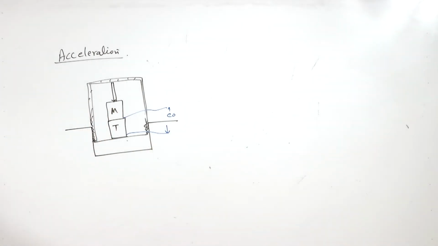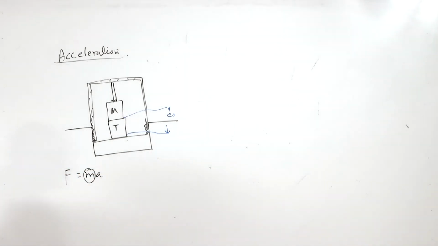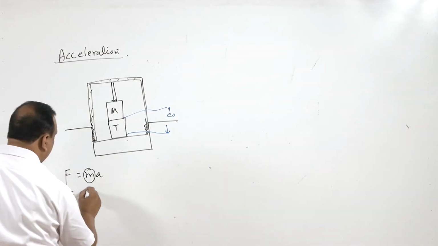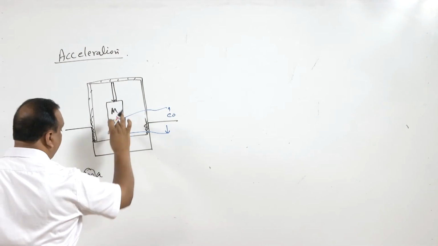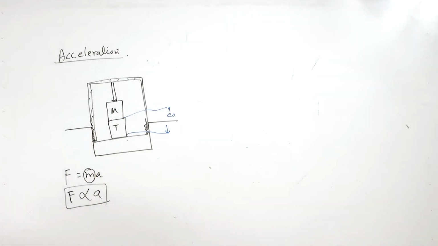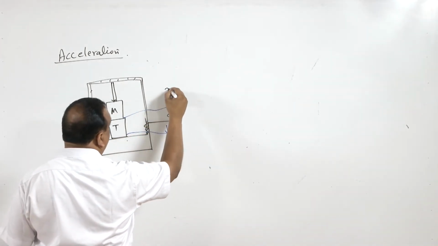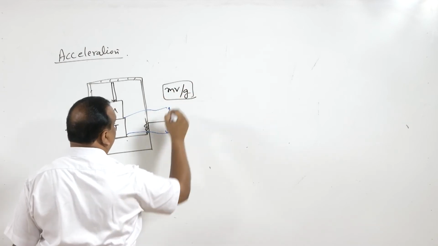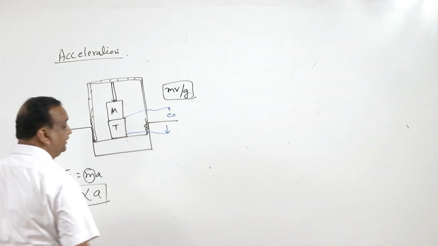Now we know that force F is equal to ma. Mass is constant here. Mass is not varying. So force is proportional to acceleration. It means the force exerted on this transducer is proportional to the acceleration. Now acceleration is always expressed in terms of g, acceleration due to gravitation. So output will be expressed in terms of, let us say, millivolts per g, because this is standard acceleration.